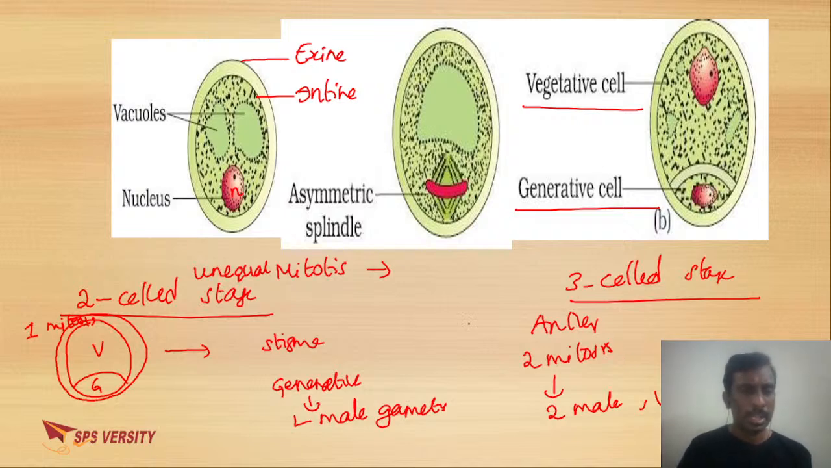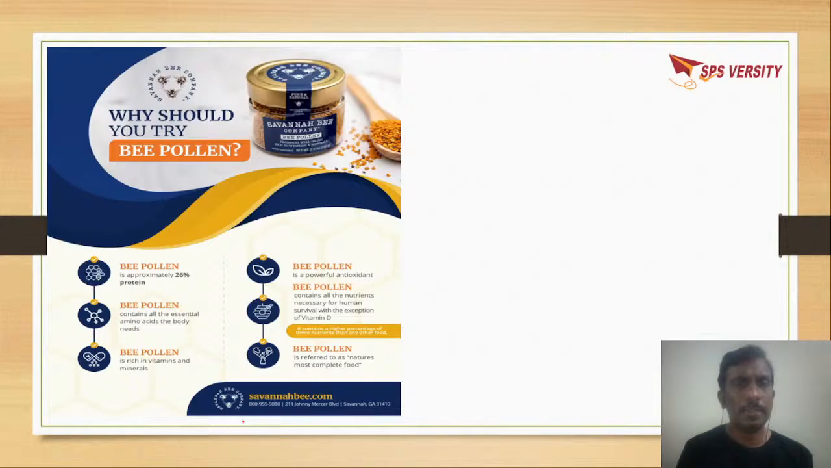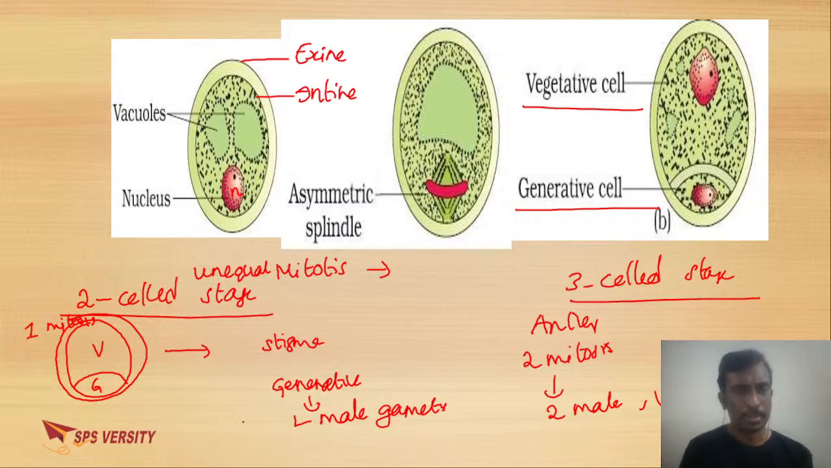So now there are two male gametes inside the pollen grain. So the pollen grain is ready for the next process of sexual reproduction, that is fertilization. The pollen grains are ready for the next stage of fertilization, which means they are ready with the male gametes.